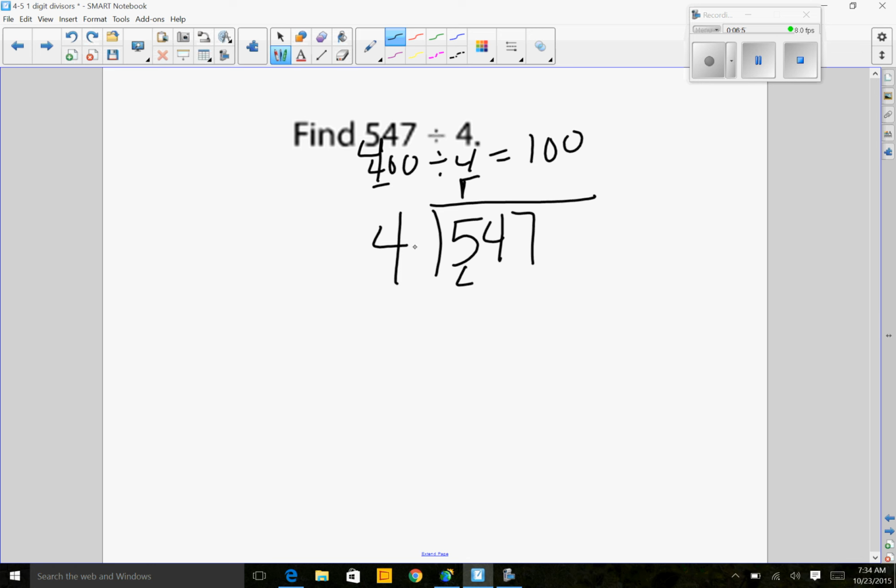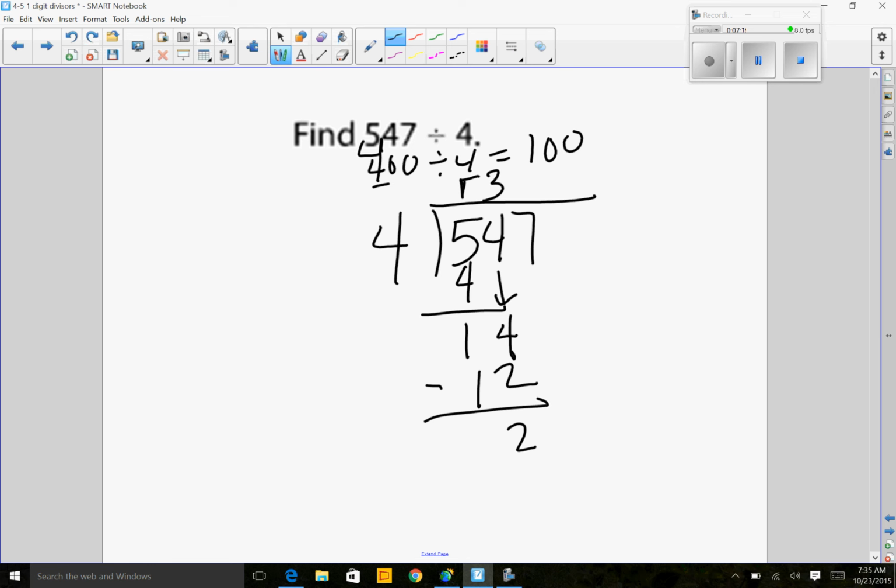So 1 times 4 is 4. 5 minus 4 is 1. 1 is less than 4, so I know that's okay. I'm going to bring down the 4. 14. 4 can go into 14 3 times. 3 times 4 is 12. And subtract. 4 minus 2 is 2. 2 is okay. 2 is less than 4, so I'm okay. You got to constantly do that.